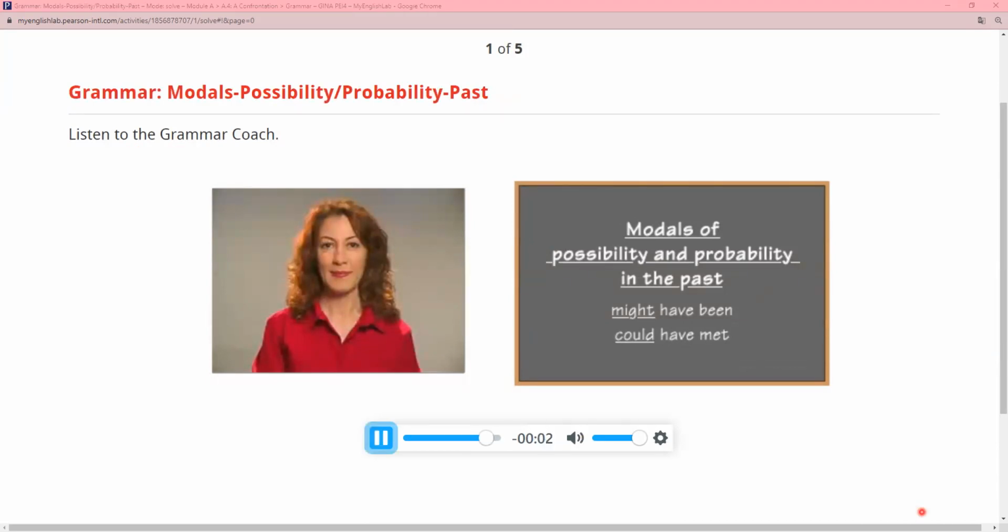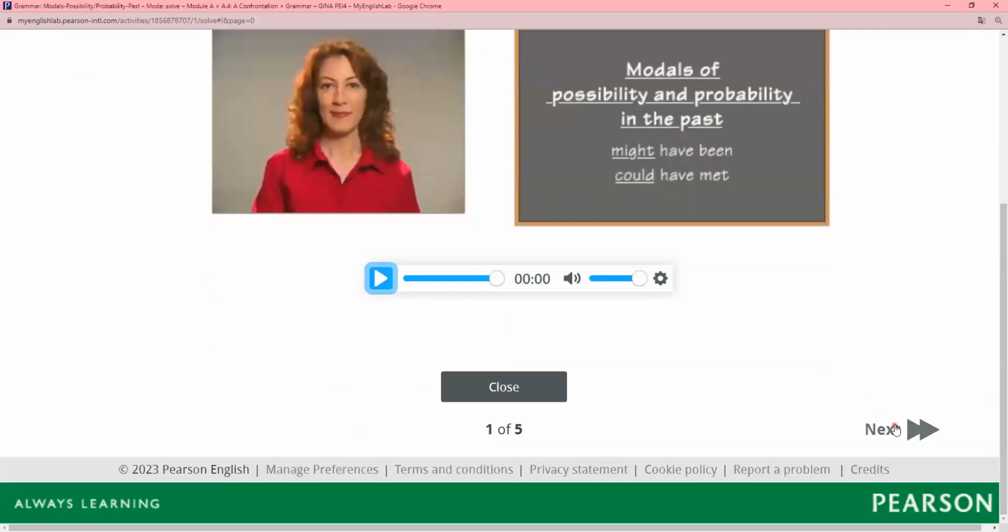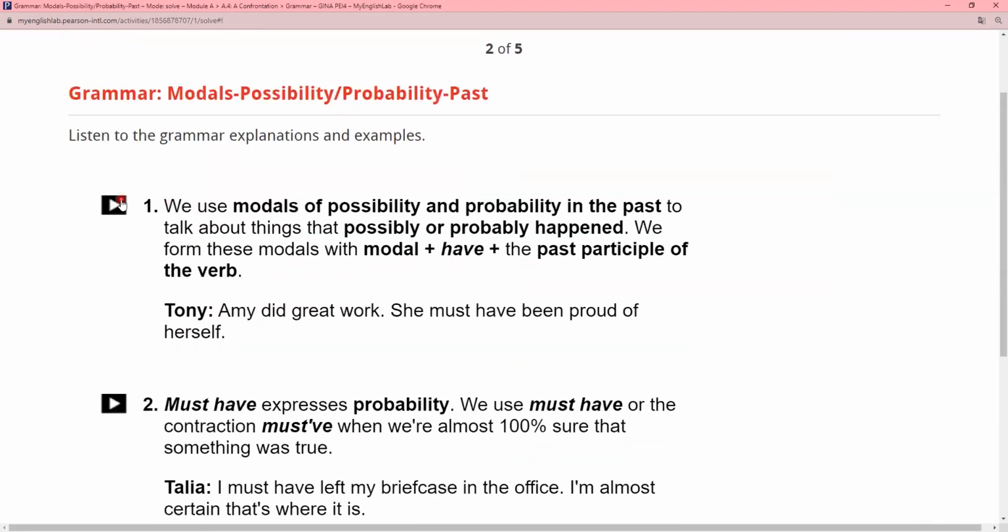Let's learn about them. Okay, so right. So we're going to talk about modals of possibility and probability in the past. This is similar to the other lesson we've seen. So let's start with the first one. We use modals of possibility and probability in the past to talk about things that possibly or probably happened. We form these modals with modal plus have plus the past participle of the verb.